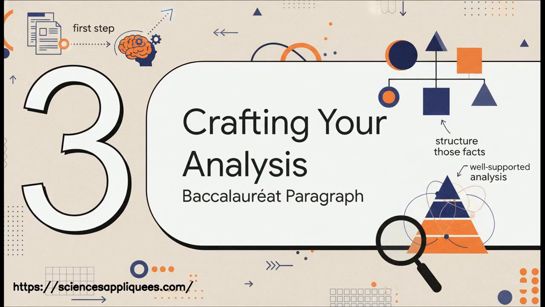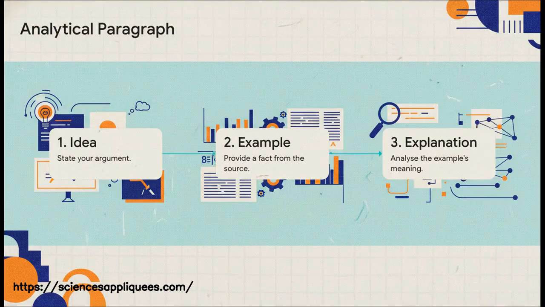But for the baccalaureate, that's only half the battle. The really crucial question is, how do you turn these observations into a high-scoring killer analysis? Well, that's what we're going to break down right now. To do this, we're going to use a simple but super powerful three-step method. You see it here. State your idea, back it up with an example from the text, and then give your explanation. Just remember IEE. It is a foolproof way to build a strong, clear, analytical paragraph.